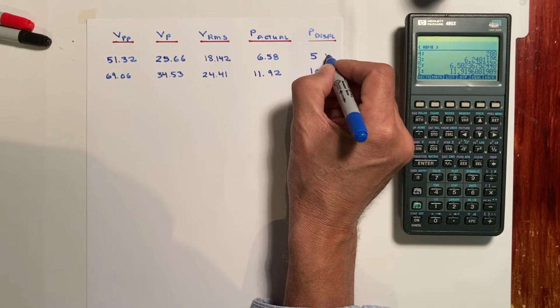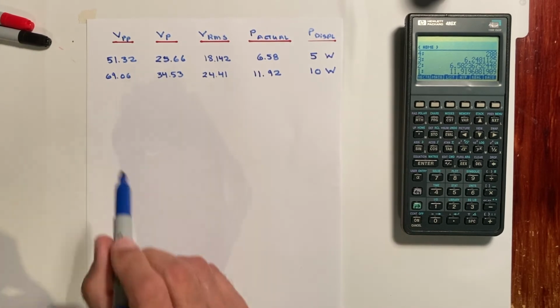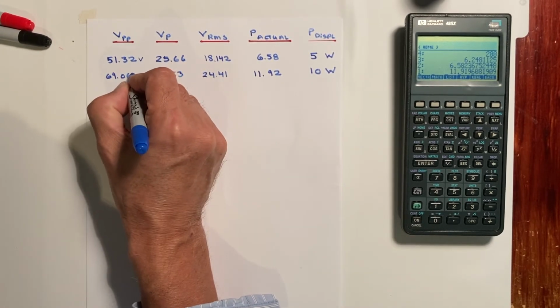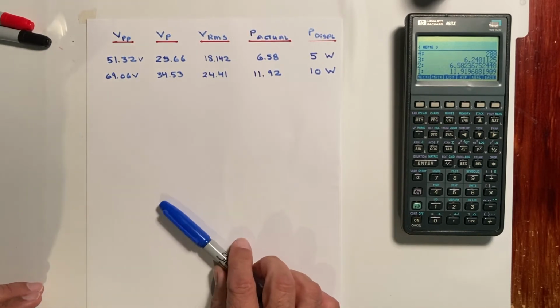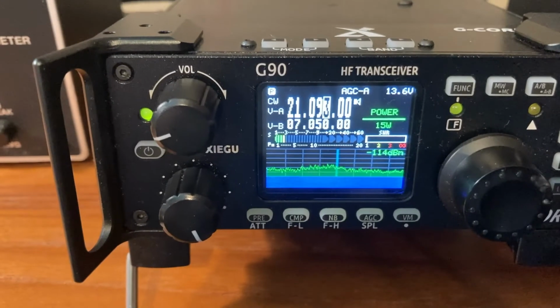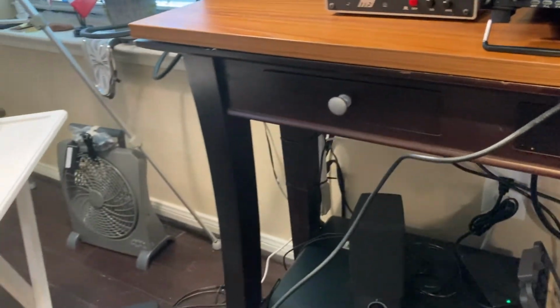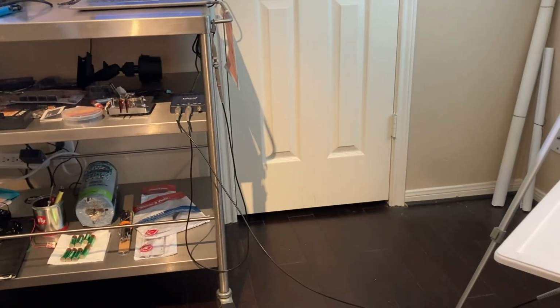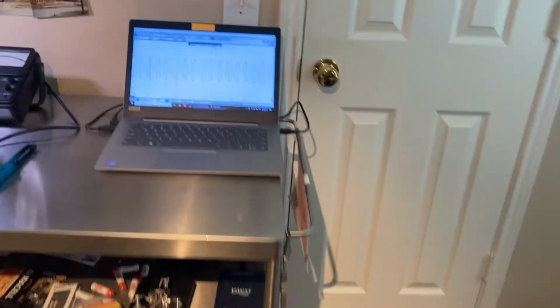Let's go ahead and put watts in this last column so that it becomes very clear that we're talking about voltages here, and these right here are volts. I don't want to put any more units there, but voltages in volts, power in watts. And so let's continue filling out the table, maybe for 15 and 20, and see what we get. 15 watts of power in the Xiegu. And let's go ahead and key up. And see what we get.